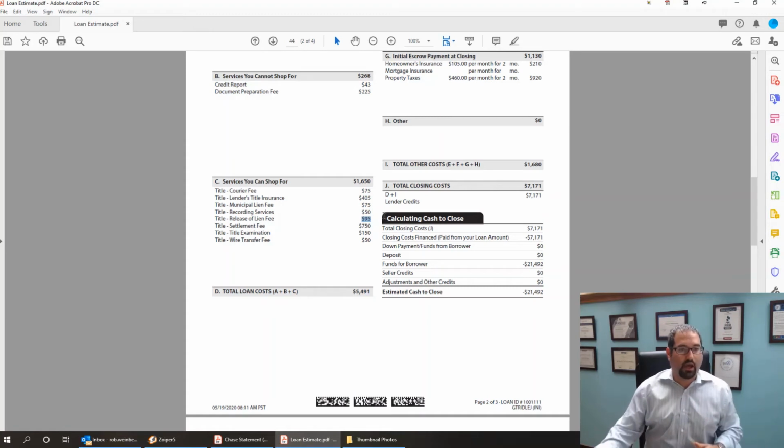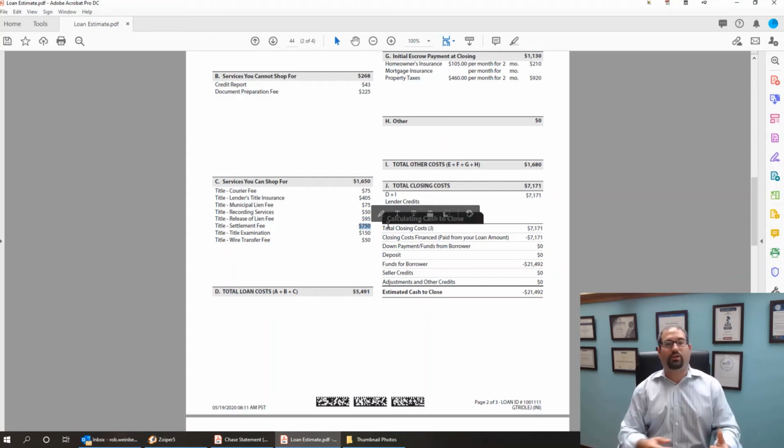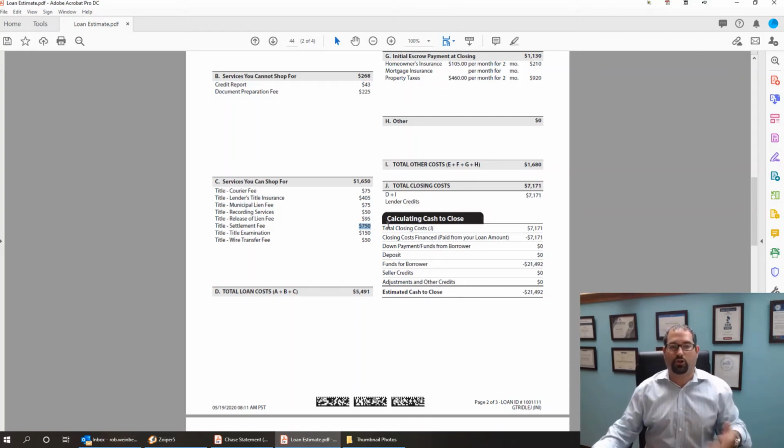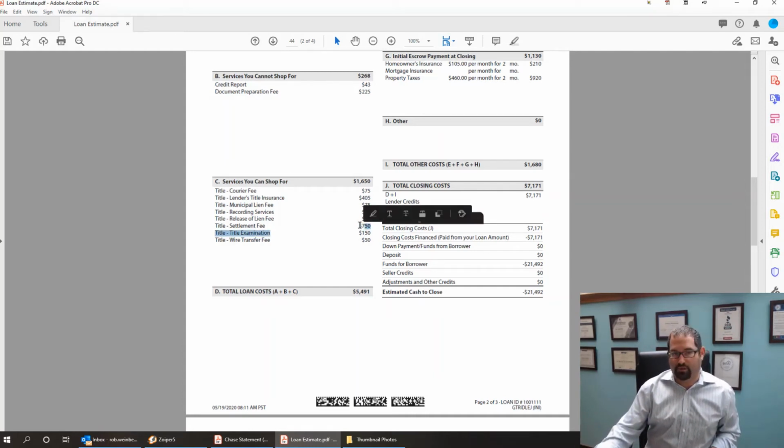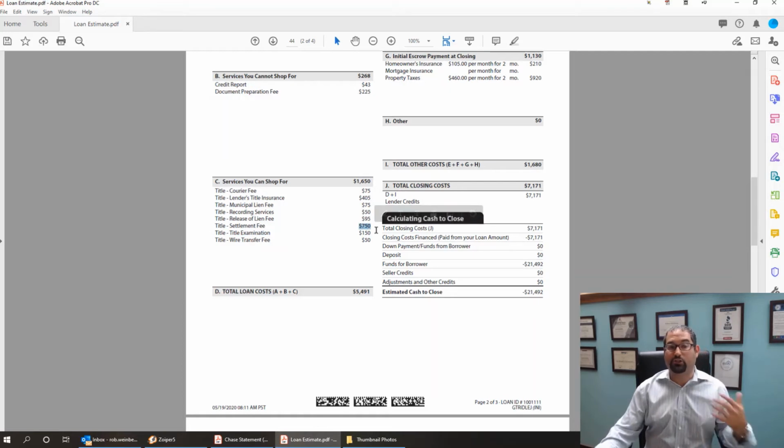Settlement fee, so a lot of companies will just take a lot of the fees I just told you about and they'll lump them all in and charge you a settlement fee of $750, $1,000, or a couple thousand, depending on your state and what provider you're using. That's the actual closing fee. So that's what they're charging you to actually do the closing and the paperwork for the closing.